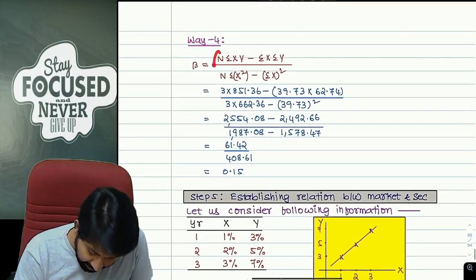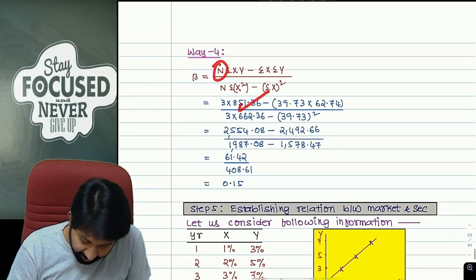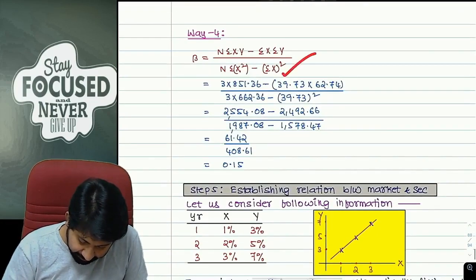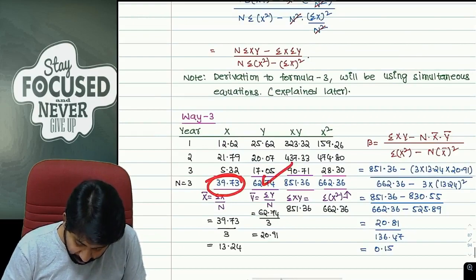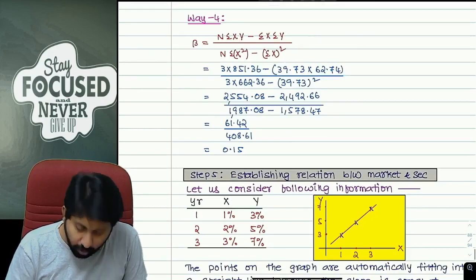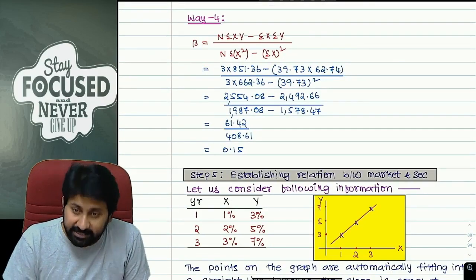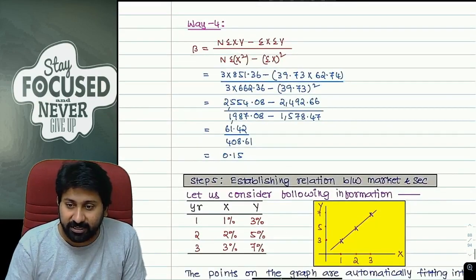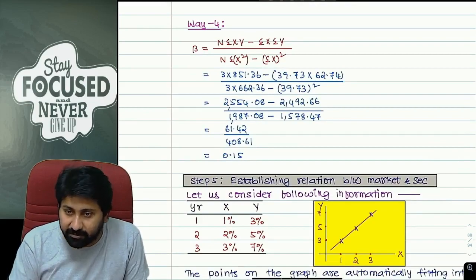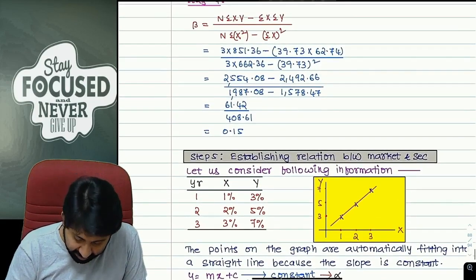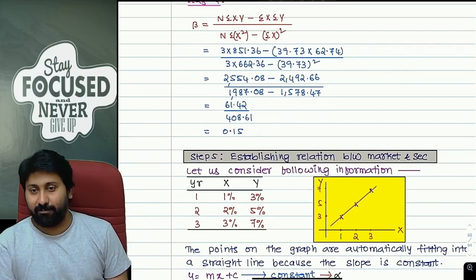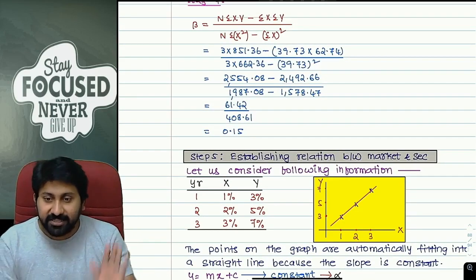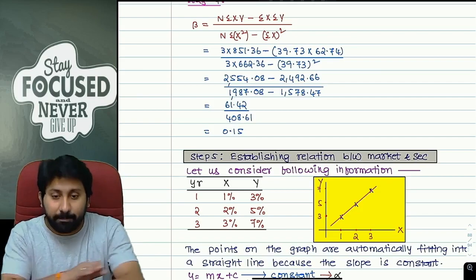Okay, n sigma xy we already had, minus sigma x 39.73, sigma y 62.74, whole divided by n sigma of x square, x square ki sigma 662.36 minus sigma x 39.73 whole square. Again we got the same answer, 0.15. Hope everyone is having full clarity up to here. With this, we have completed the first part of the answer.